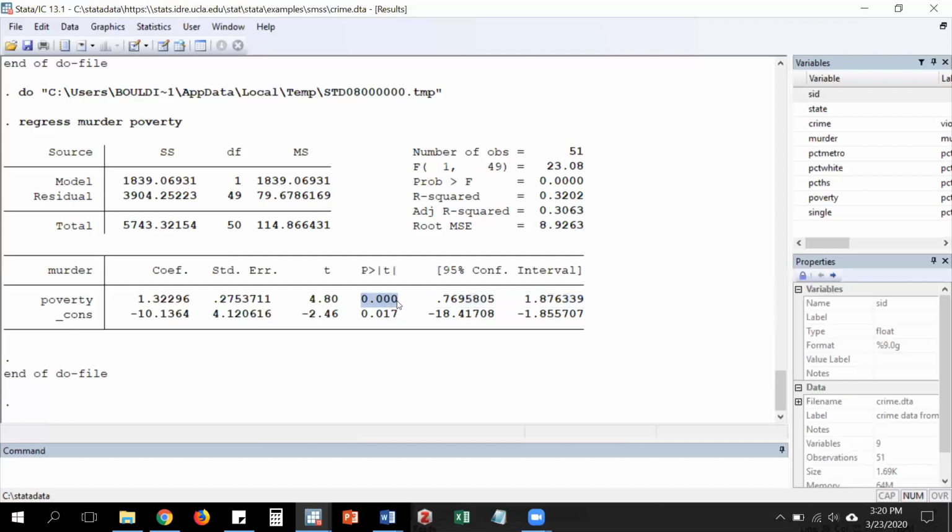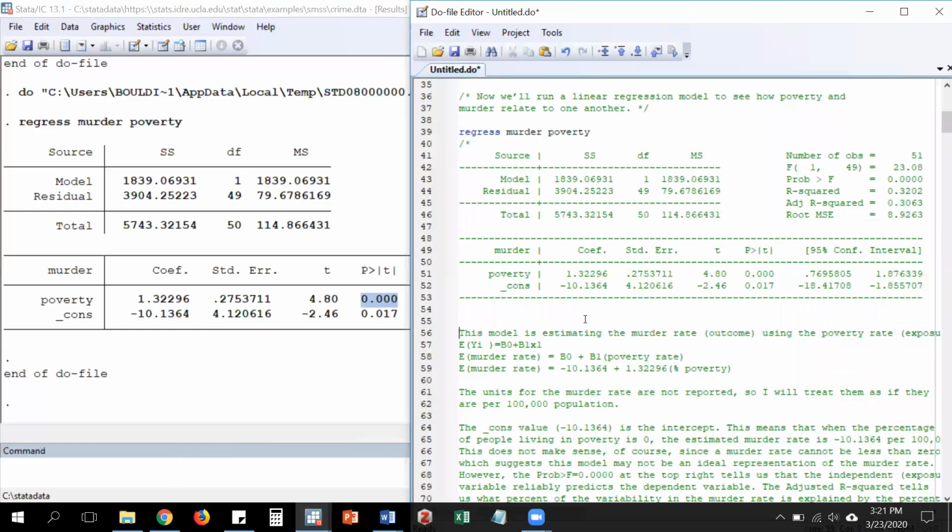But to confirm that, we want to look at our p-value. That's our P greater than the absolute value of t column here. It's just a bunch of zeros, which we would report as p less than 0.001. Since that is less than our critical alpha value of 0.05 that we just use by default, we would indeed reject the null hypothesis. So essentially this table is telling us that there is a statistically significant association between the poverty rate in the state and the murder rate.